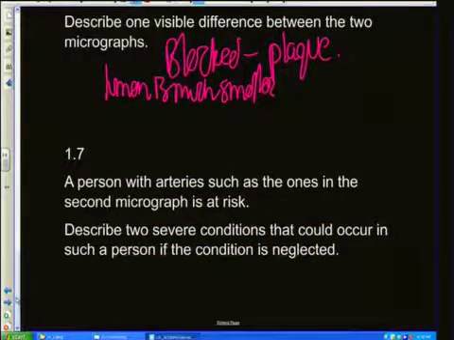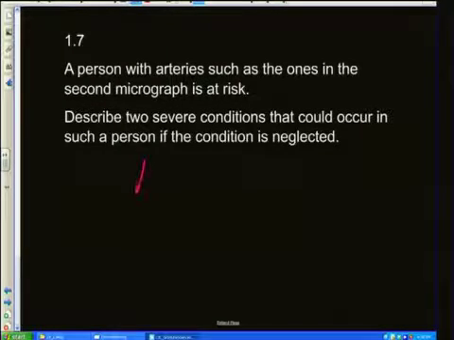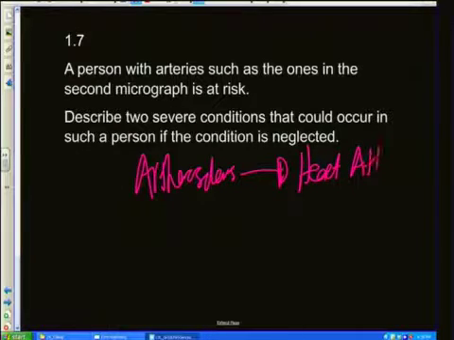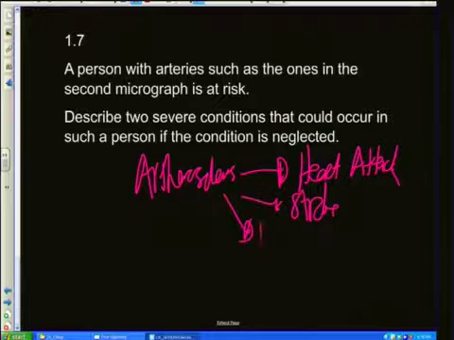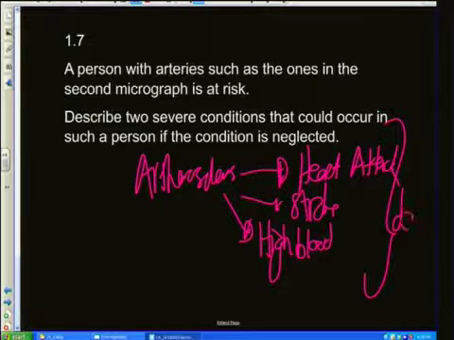So a person with arteries such as the ones in the second micrograph is at risk. Describe 2 severe conditions that occur from such a person. Atherosclerosis, which leads to heart attack, or you could say stroke, and suffers from high blood pressure. And obviously, all of that can lead to death.